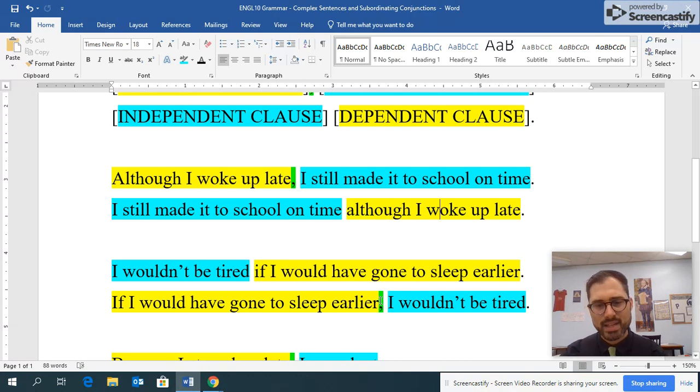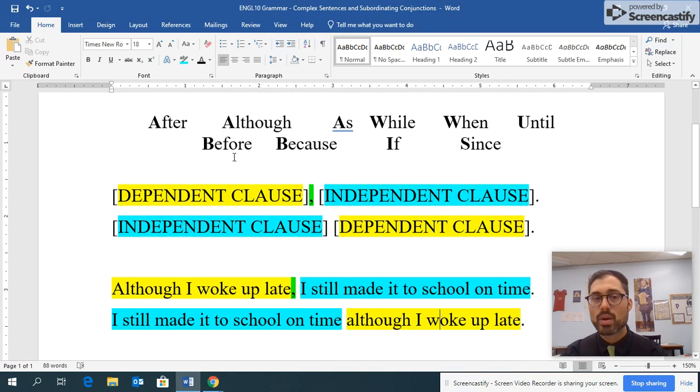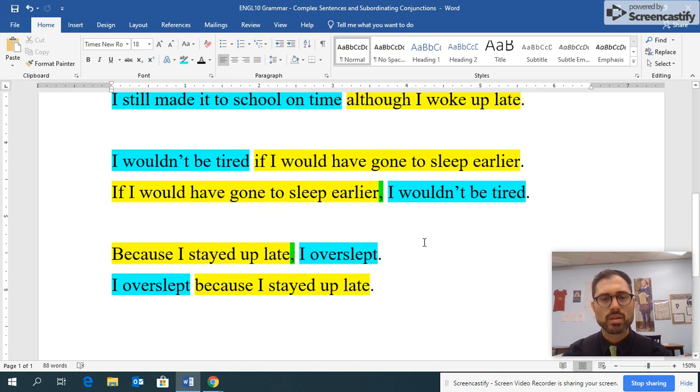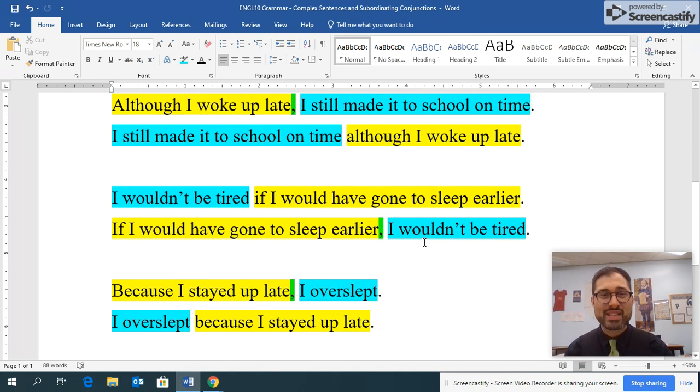This comma is necessary when we begin a sentence with one of these words: after, although, as, when, while, until, before, because, if, or since. One last example. We can start sentences with because, so long as we have the comma and the full sentence after that dependent clause afterwards. So, because I stayed up late, I overslept. Or we can change the order: I overslept because I stayed up late.